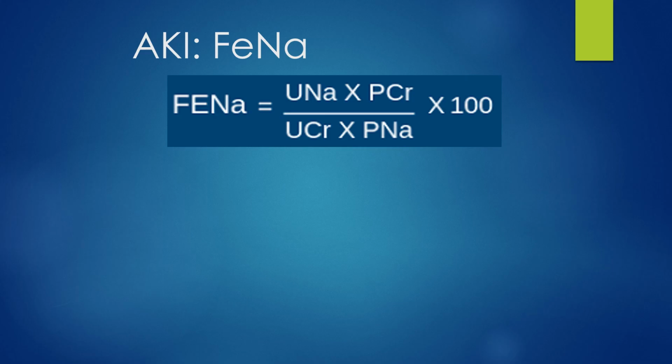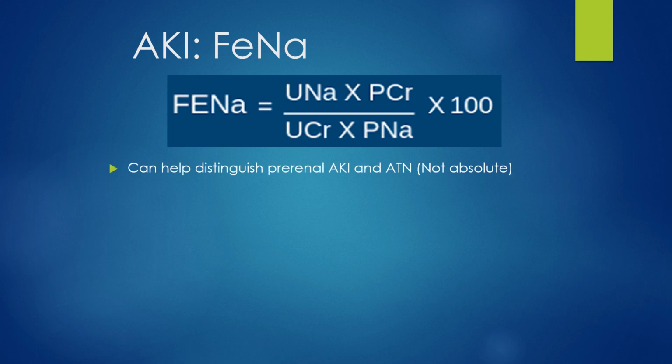So the fractionated excretion of sodium, or FeNA, sounds actually a lot more confusing than what it is. You're basically just trying to determine if the kidney can excrete sodium. That's really all you're trying to do. If the FeNA is high, it indicates that sodium is not being reabsorbed, therefore the problem is likely intrinsic. If the fractionated excretion of sodium is low, it indicates that the nephron is able to reabsorb sodium, so the problem is likely not with the nephron itself. So FeNA basically helps to distinguish pre-renal acute kidney injury from ATN, but this is not absolute.